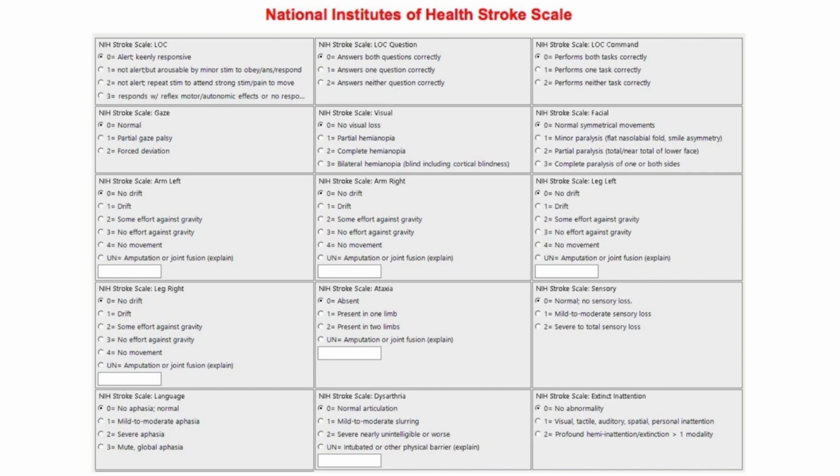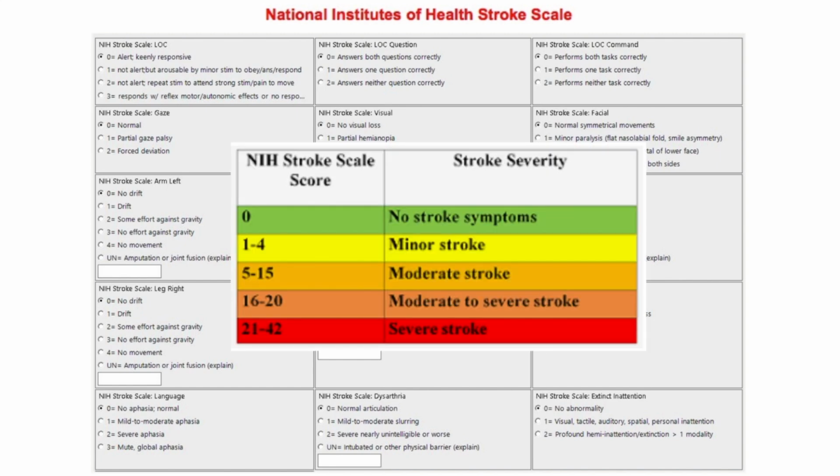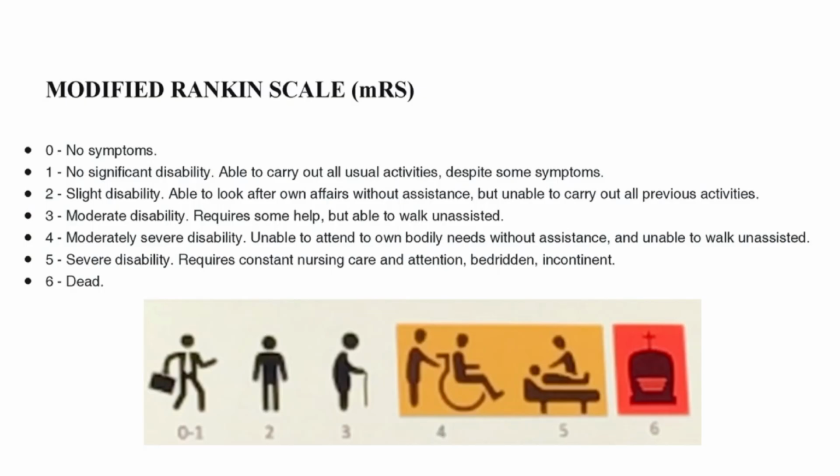NIHSS stroke scale. This is to determine the exact severity of stroke. So you give points for every neurological deficit that the patient has. A stroke severity of 1 to 4 means minor stroke, 5 to 15 is moderate stroke, and 21 and above is severe stroke. The other one is the modified Rankin scale.